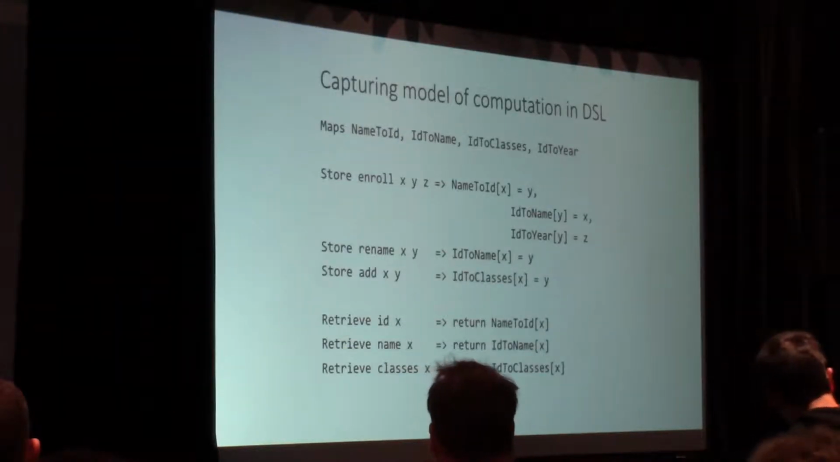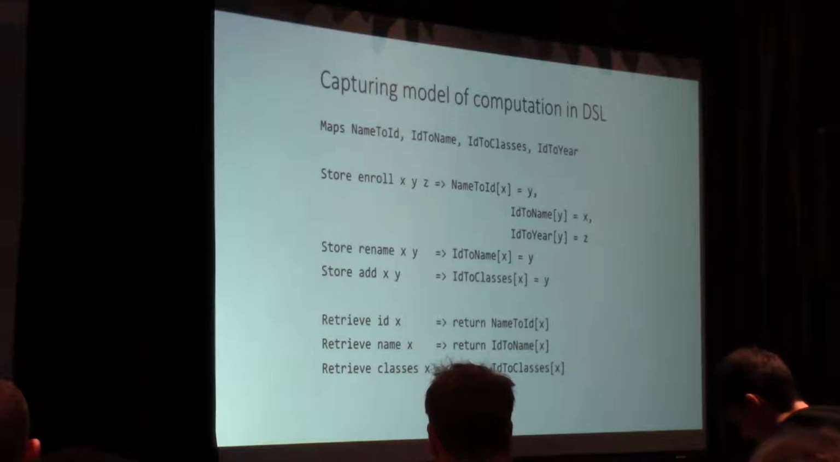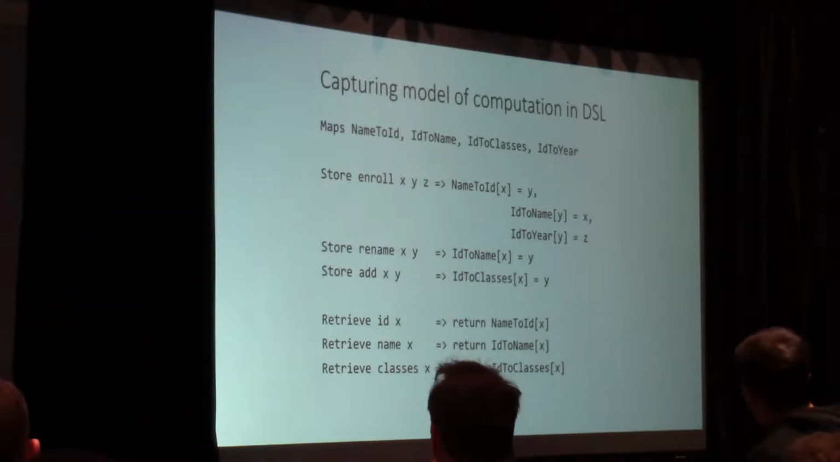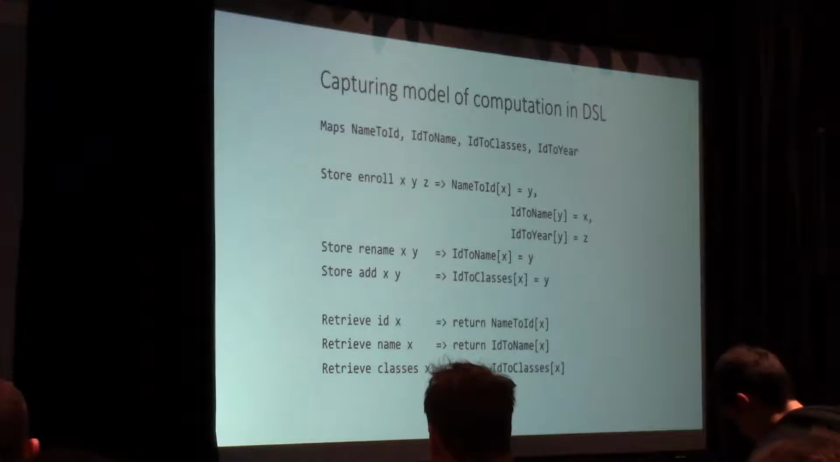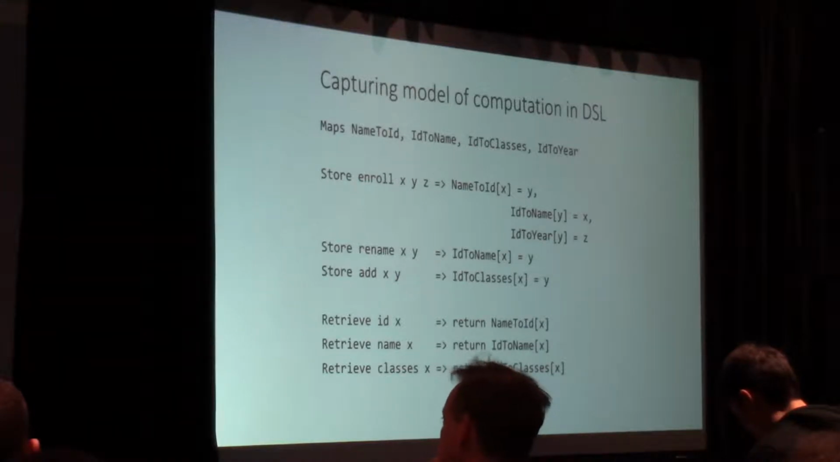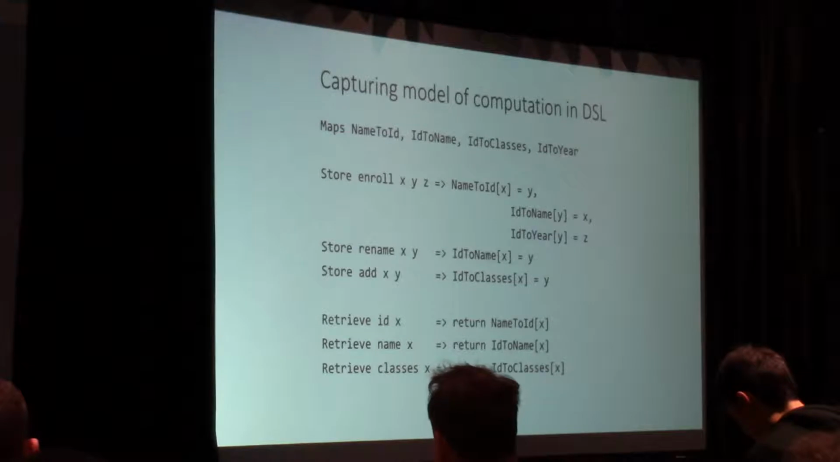All right, so now what I'm going to do is capture this model of computation in a domain-specific language. I just tell what the maps are. I tell what the store operations are and how they manipulate the maps. I tell what the retrieve operations are and how they manipulate the maps. This is an inferable language. Okay? If this is a restricted model of computation, I can use active learning to uncover the semantics of any program that's going to conform to this model of computation.